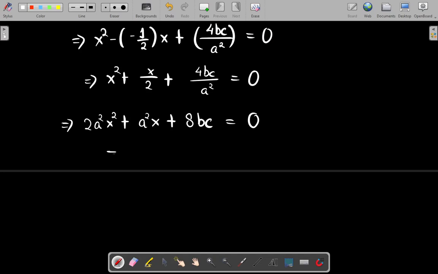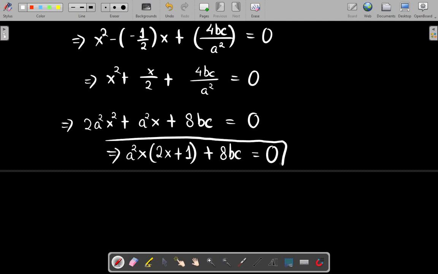If I take a square x common from the first two terms, this will become a square x times 2x plus 1 plus 8bc equal to 0. So this is the final required answer. This is the equation that is formed. You can keep it in the previous step also. It is correct if you keep it in that form, but I have taken a square x common from the first two terms. So this is the final answer.